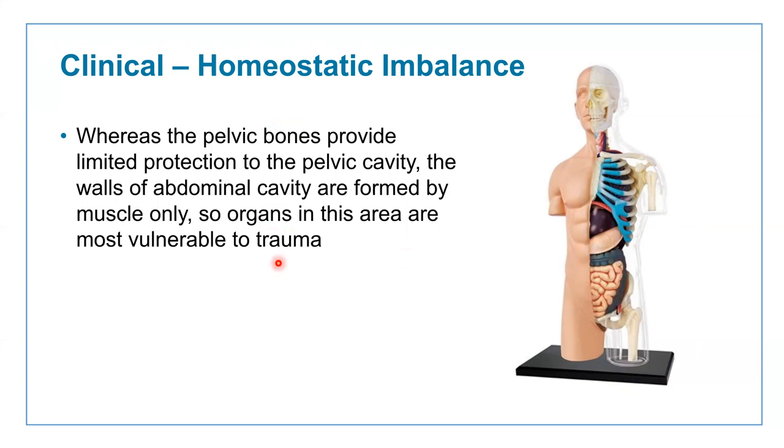And this is what it says. Pelvic bones provide limited protection to the pelvic cavity. However, the abdominal cavity is not protected by bones at all. It's only protected by muscles. So organs in this area are most vulnerable to trauma. But again, it gives us less protection, but more mobility and flexibility.